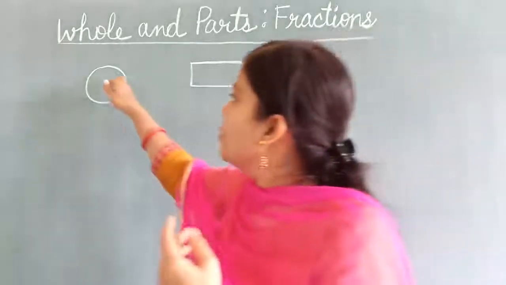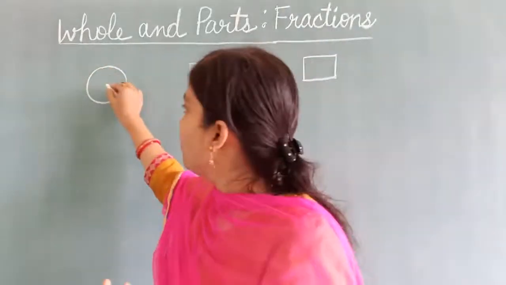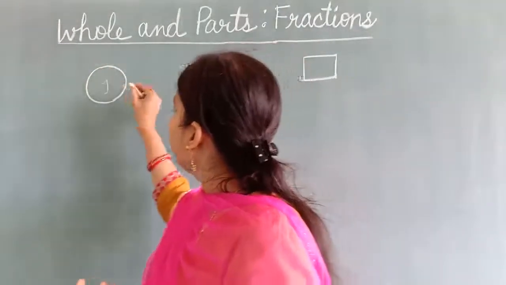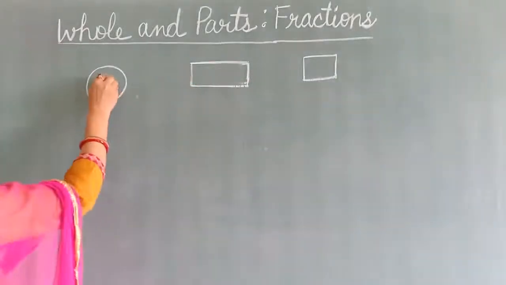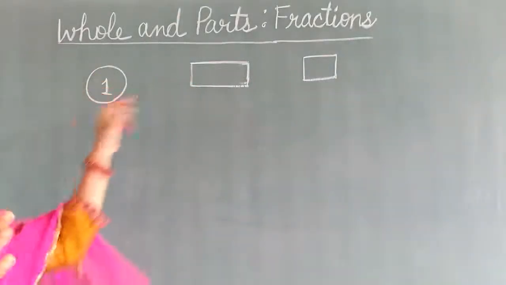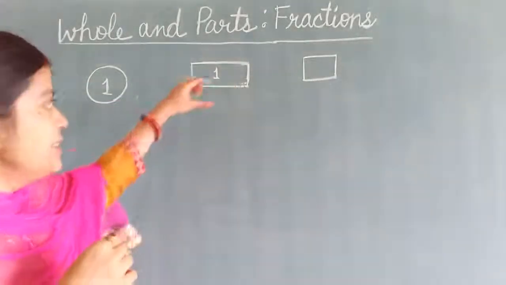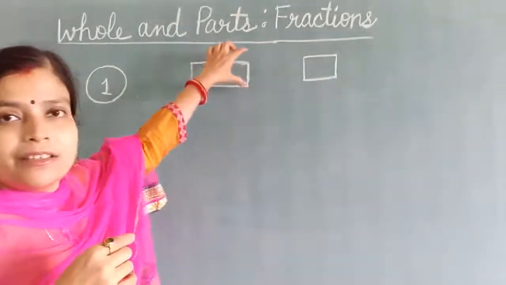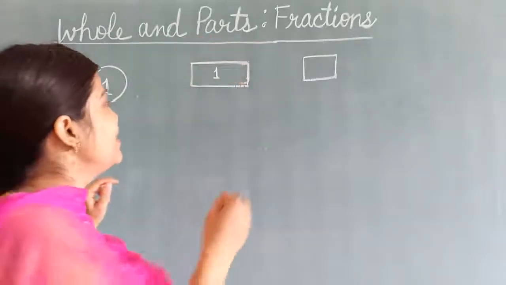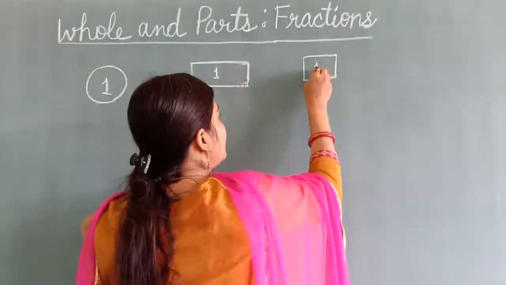So this is the whole. This is the whole part. Okay, this is also a whole part. And whole we can say 1. Whole means 1. Okay, this is also a whole part, 1, it is a Cadbury's bar. Okay, and this is also a whole part, 1.